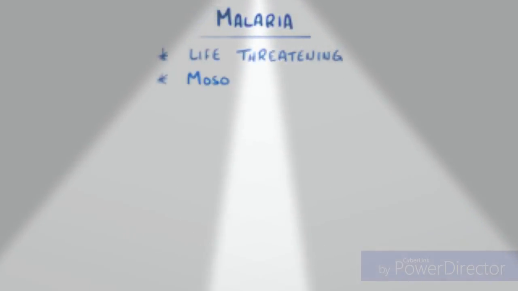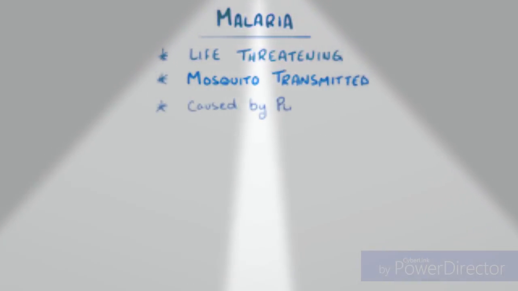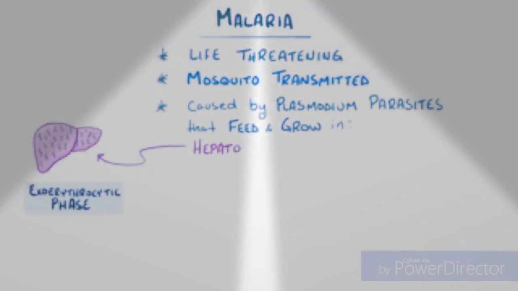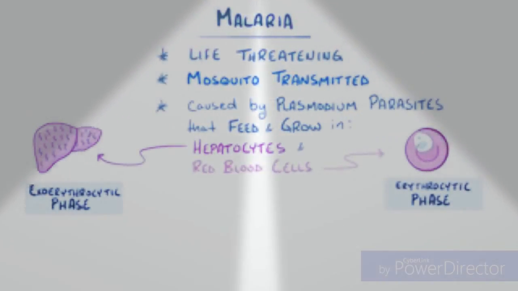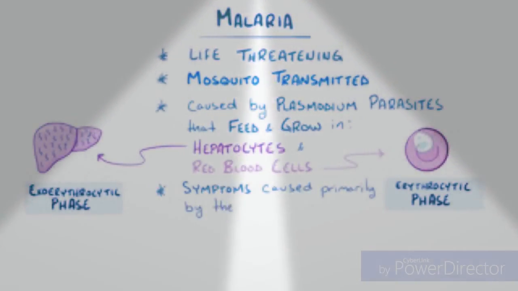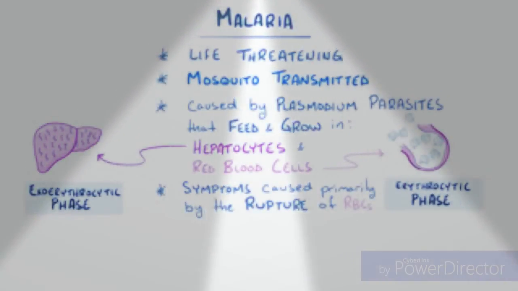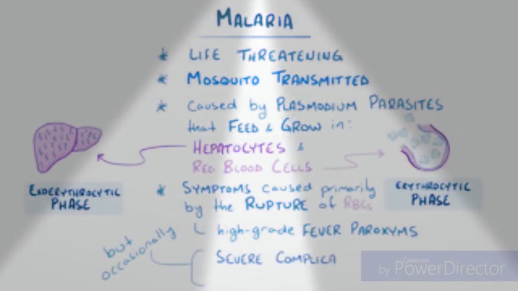Alright, as a quick recap, malaria is a life-threatening mosquito-transmitted infection caused by Plasmodium parasites in which the Plasmodium feeds and grows inside hepatocytes and red blood cells. Symptoms are primarily caused by the rupture of red blood cells that usually result in high-grade fever paroxysms that improve over time, but can occasionally cause severe complications and death.